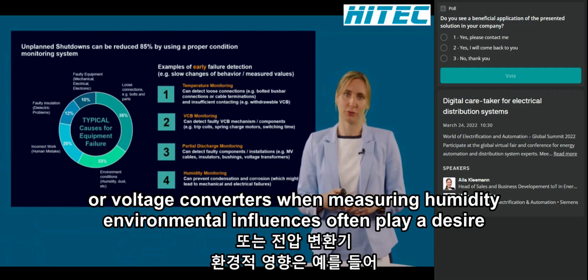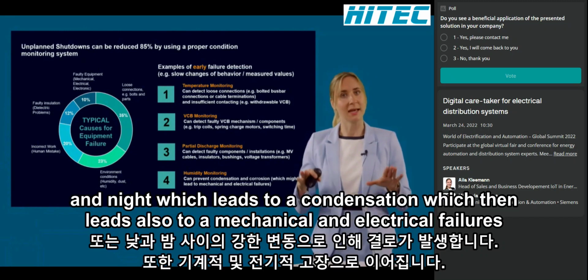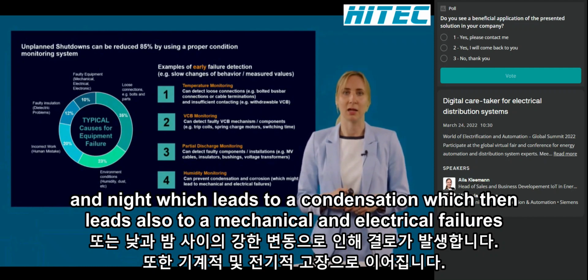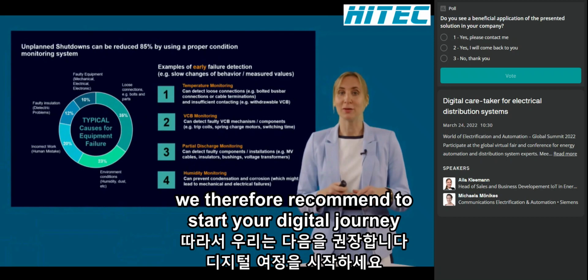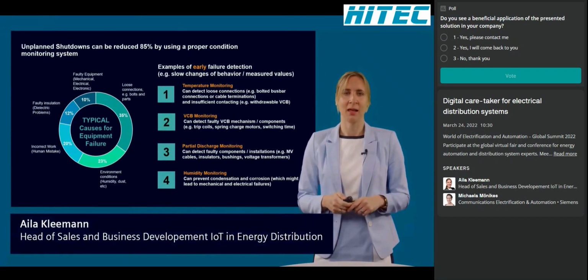bushings, or voltage converters. When measuring humidity, environmental influences often play a decisive factor. For example, the humidity in tropical climates or strong fluctuations between day and night, which leads to condensation, which then leads also to mechanical and electrical failures. We therefore recommend to start your digital journey.